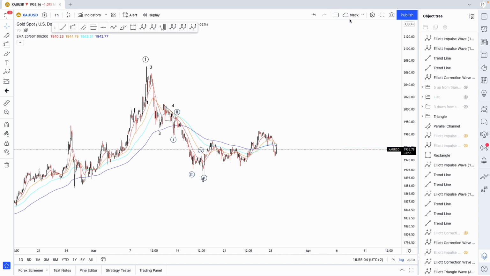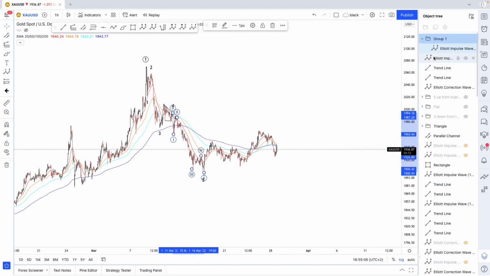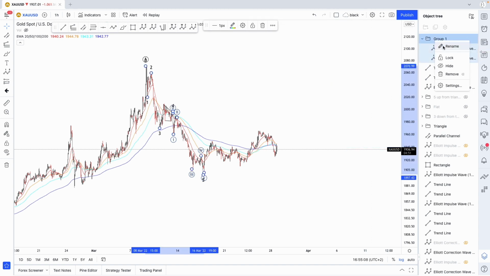If that's the case, then let me just create a folder. Otherwise, I know myself, I'm going to get lost. So let's call it 5 down from the top.